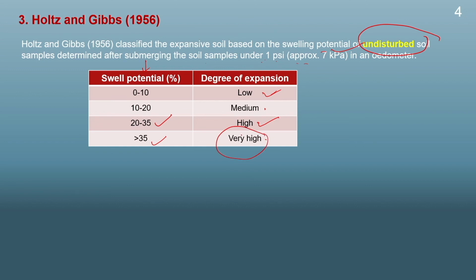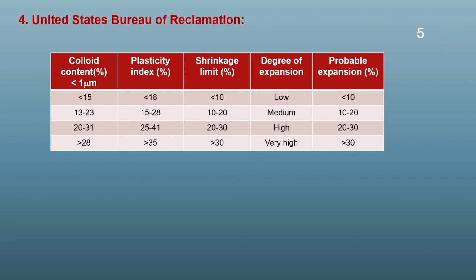Then again we need to remember that this test was carried out on soils which were undisturbed and were submerged in water under a load of 1 psi or 7 kPa in an odometer. Then the other classification is given by the United States Bureau of Reclamation. This method is based on the clay content which is less than 1 micrometer size, plasticity index, and shrinkage limit.